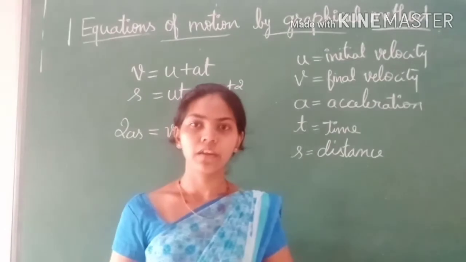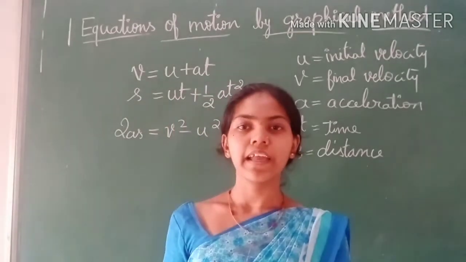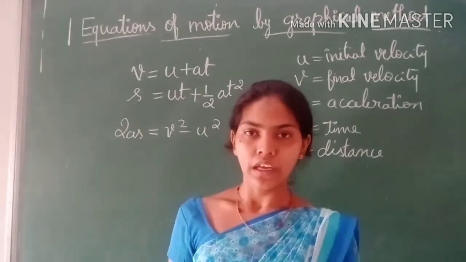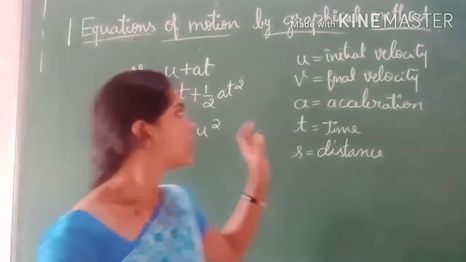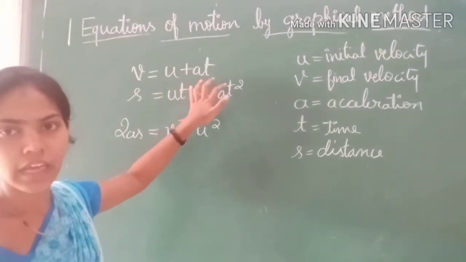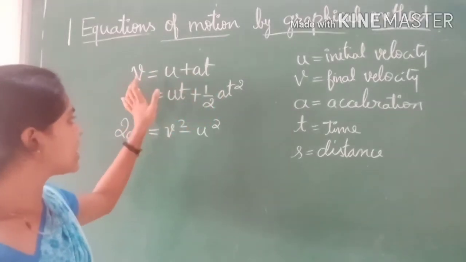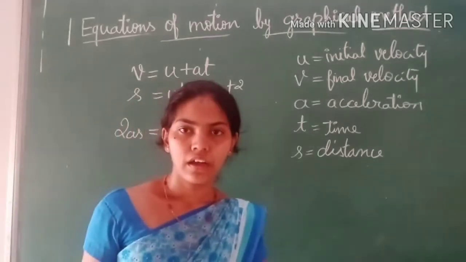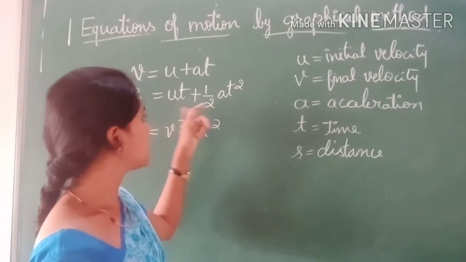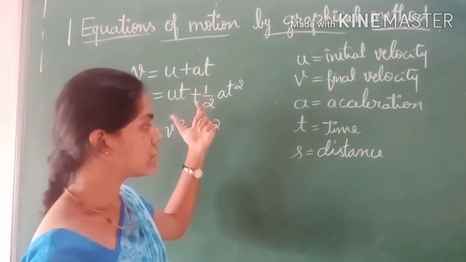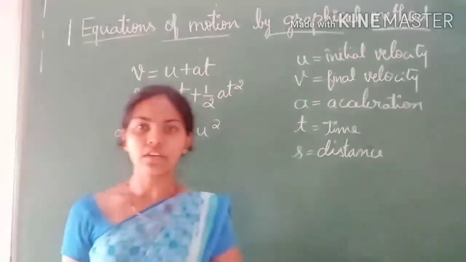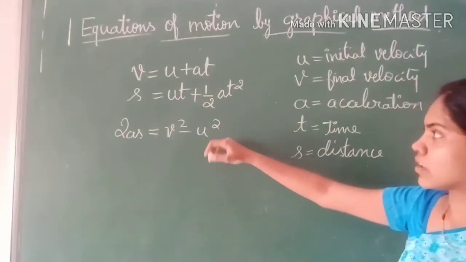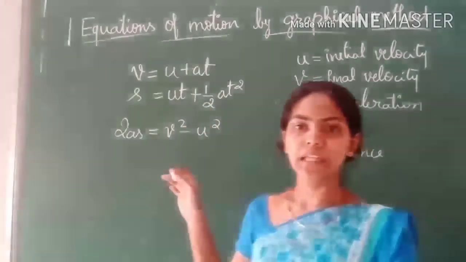For an object moving along a straight line in uniform acceleration, we can relate its velocity to time, velocity to acceleration, and distance to time. We can relate the distance and velocity, distance and acceleration, then distance and time, like that. So these are the equations of motion by the graphical method.